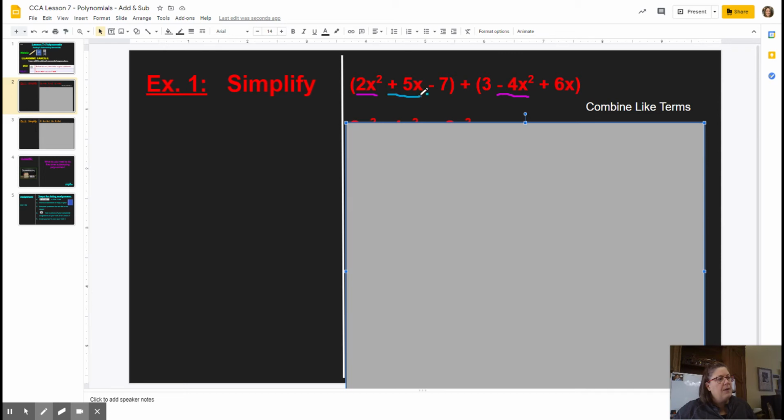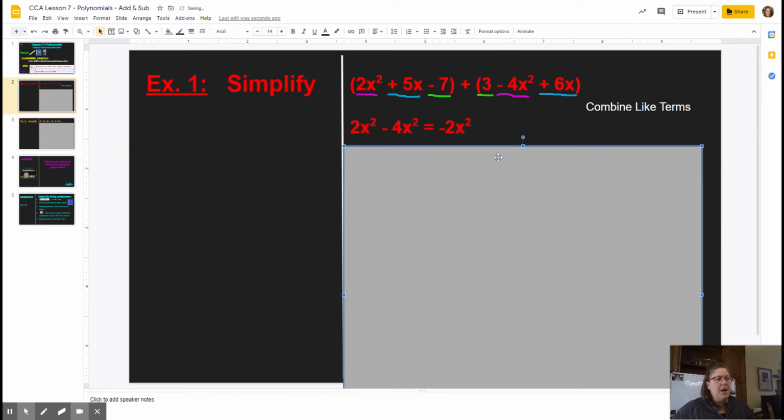I've got 5x, and then down here there's a positive 6x. And then I've got negative 7, and then that positive 3. If you have highlighters or color pencils at home, feel free to do what I just did, just to make sure that you're matching up those like terms. Or you could do circles, triangles, squares, something to that effect. Then all you're going to do is combine them like we've talked about.